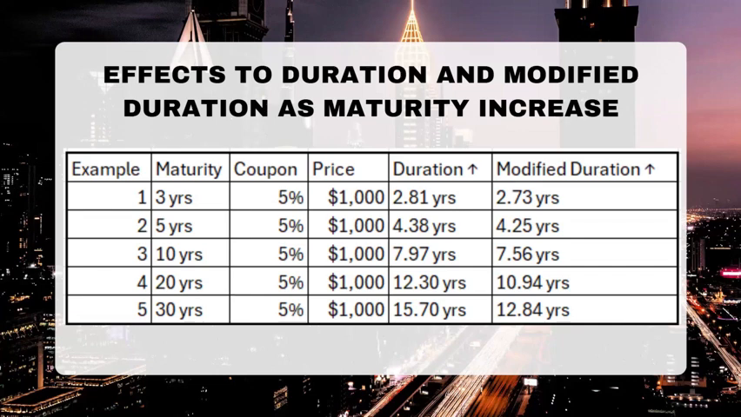So as we can see in example 1, maturity is 3 years, coupon rate is 5%, price is $1,000. Duration is 2.81 years, and modified duration is 2.73 years. As maturity increases and coupon rate and price stay the same, duration increases and modified duration also increases. And we see that for the rest of the examples, the duration increases up to 15.7 and modified duration increases to 12.84 years.